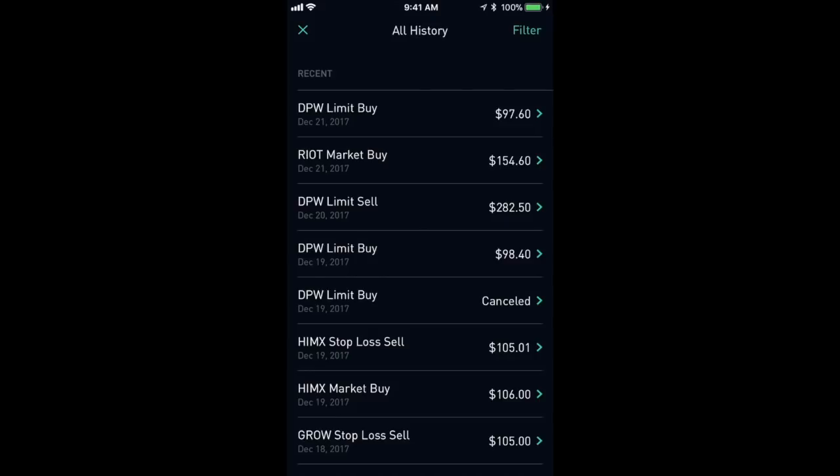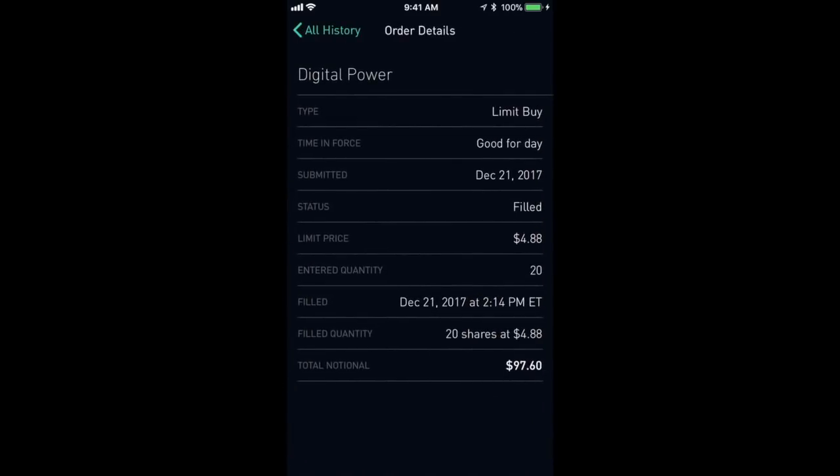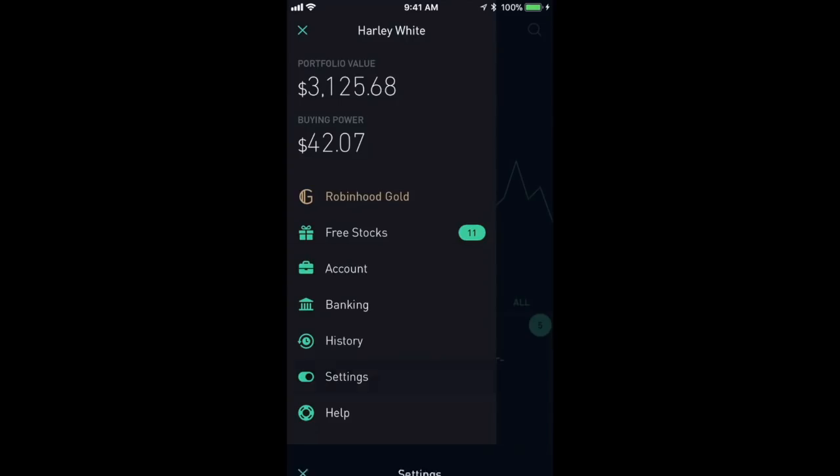This is basically going to show you all the different trades that you've made and what types of trades, right? So if it's a limit sell, market buy, and then what value. You can click on it and it'll show you some more information, what the filling price was, how many shares you purchased, and the time. So that's pretty simple. History is pretty simple there.